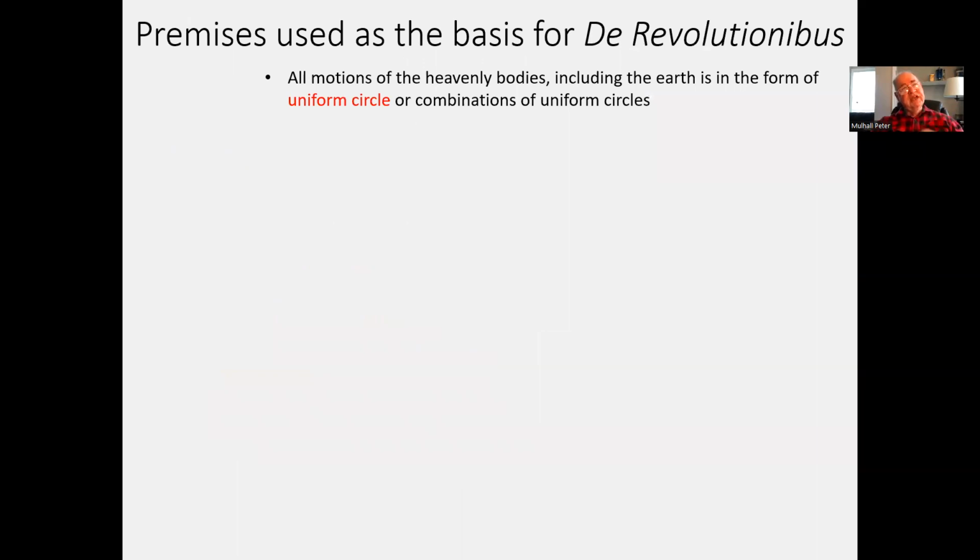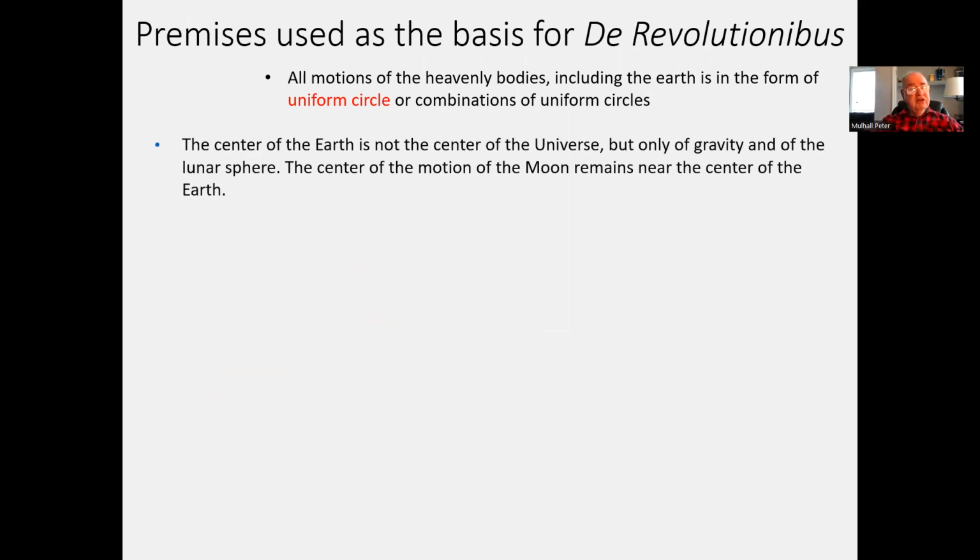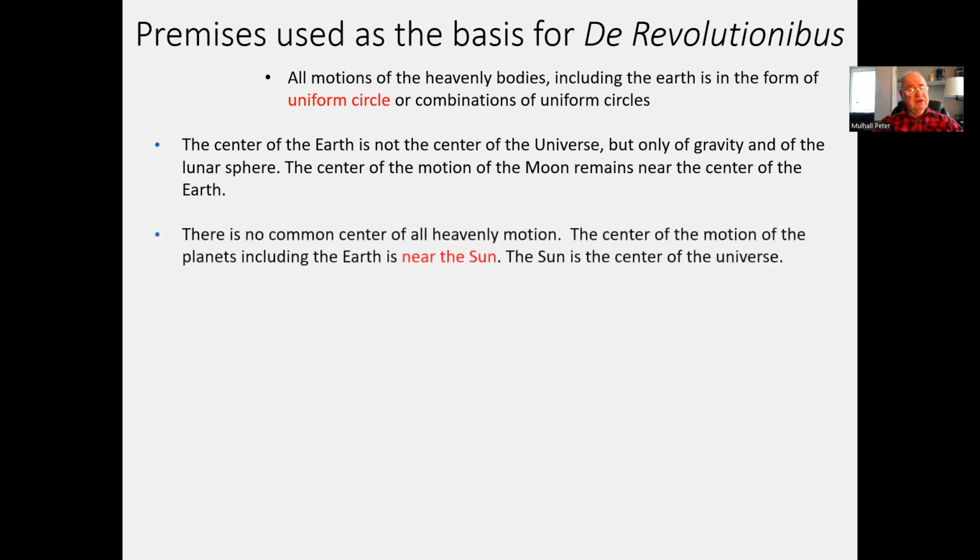So what are the premises that the De Revolutionibus, On the Revolutions of the Heavenly Orbs, what are they based upon? All motions of the heavenly bodies, including the Earth, are in the form of uniform circles or combinations of uniform circles, right out of Plato. The center of the Earth is not the center of the universe, but only of gravity and of the lunar sphere, the deferent of the lunar cycle. The center of motion of the moon remains near the center of the Earth. There's no common center to all the heavenly motions.